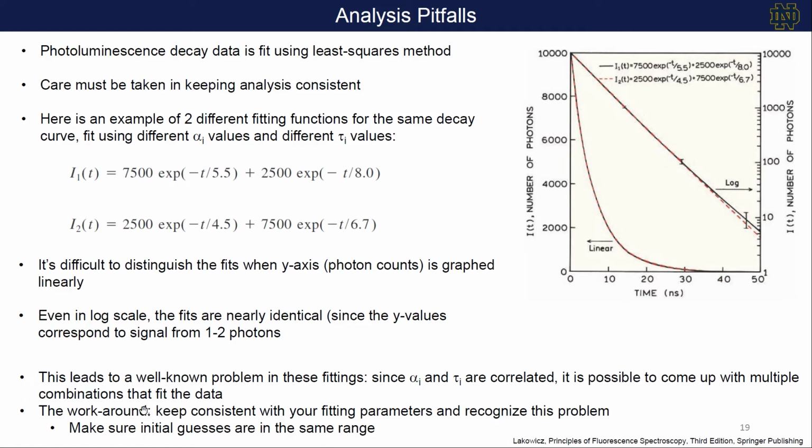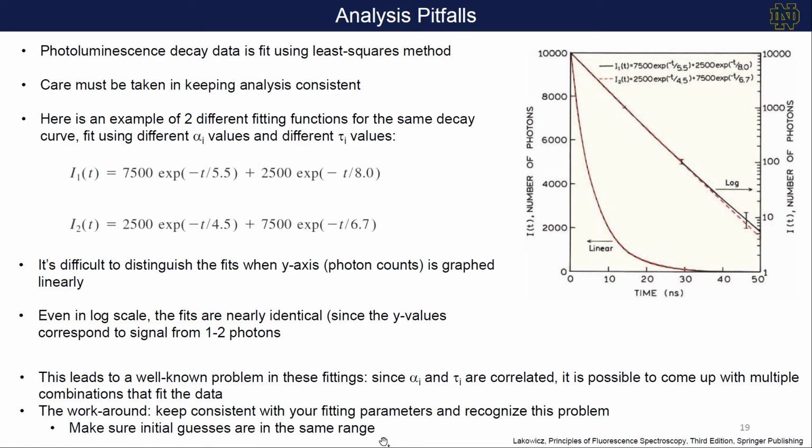So the workaround is, well, fundamentally we can't work around the fact that they're mathematically correlated. But what you can do is keep your fitting parameters consistent and recognize this problem in the back of your mind. One thing you can do is make sure your initial guesses are the same. So one of the things you can do is feed the system an initial guess for the decay.